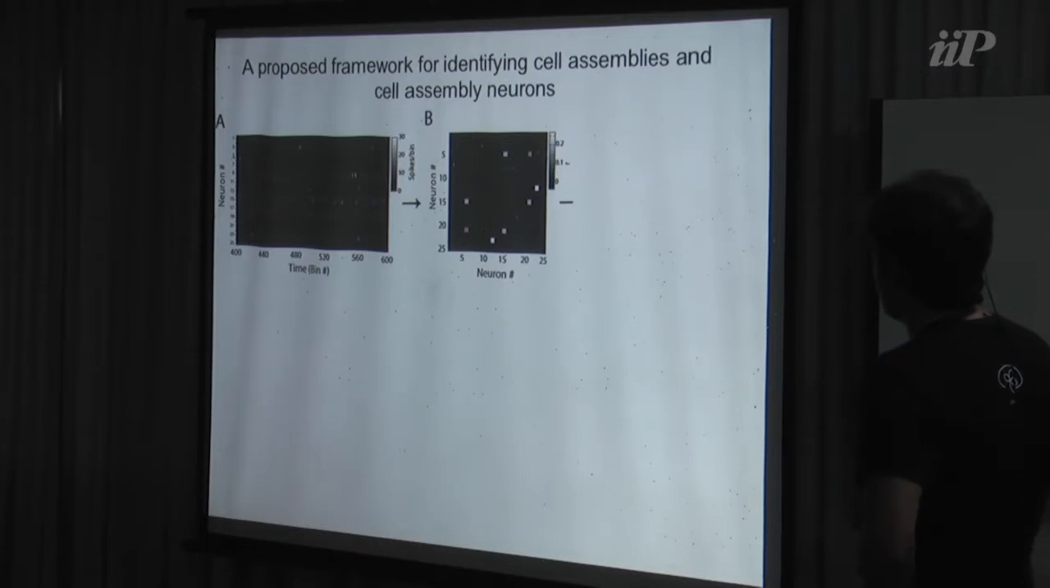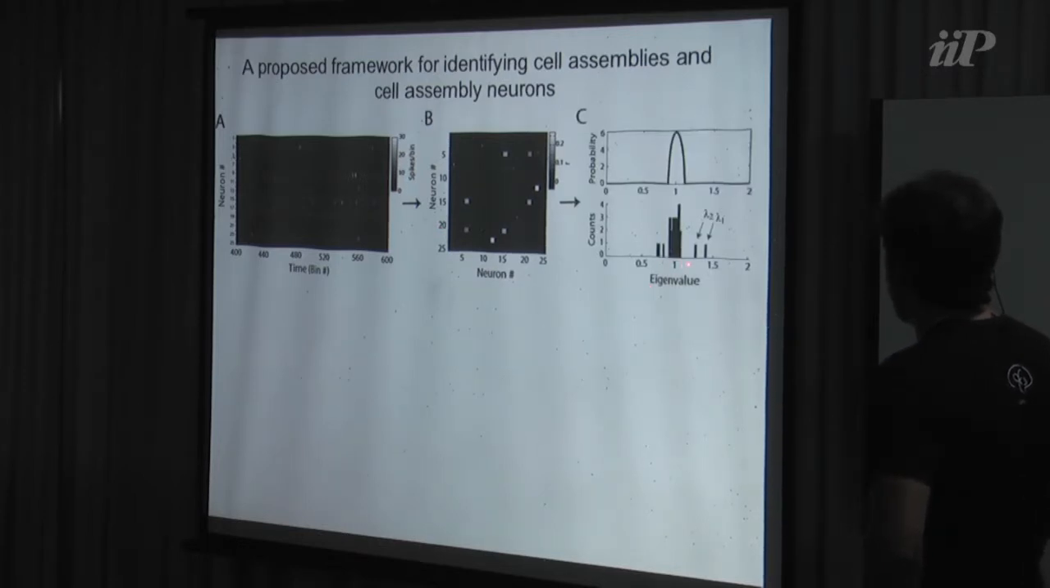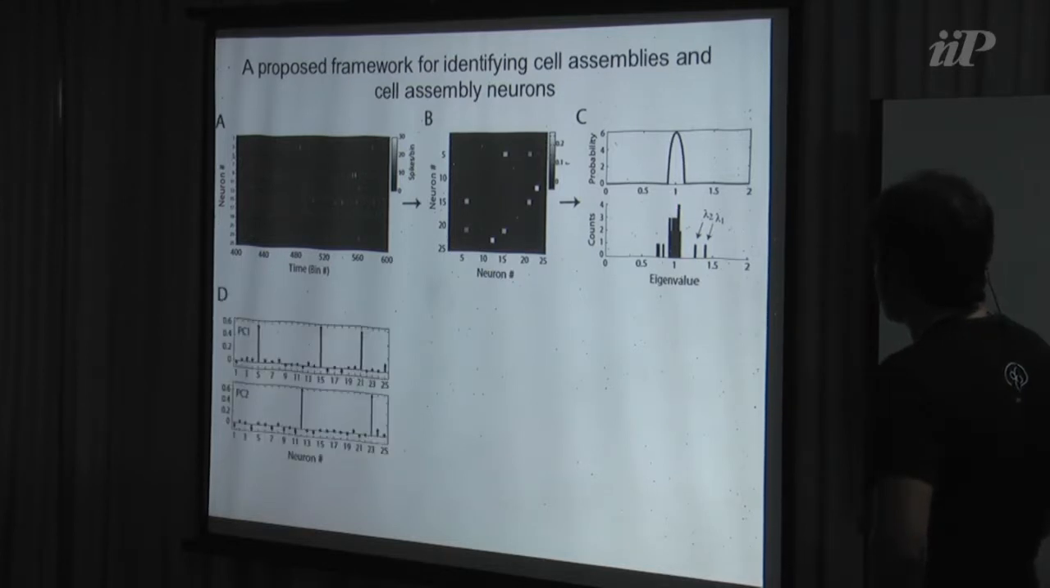But I mean, you can see here, and then you compute the eigenvalues, and we see that there are 2 eigenvalues above the distribution. That means there are 2 cell assemblies here. And then we just look at the first 2 principal components, and they actually already tell you. See, principal component 1 is telling you whatever, neuron 5, 15, and 21 is one assembly, and neurons 12 and 20-something, 23 is another assembly.